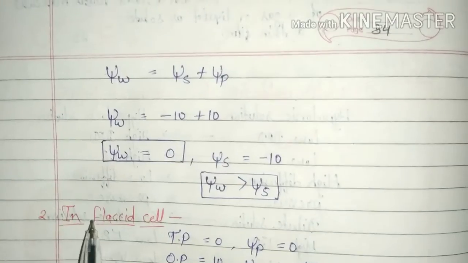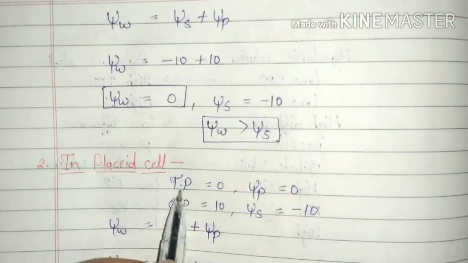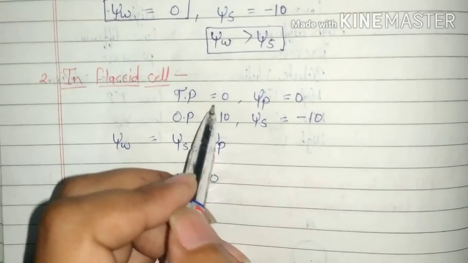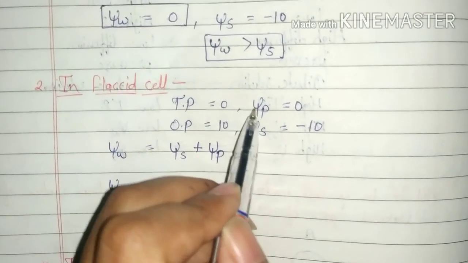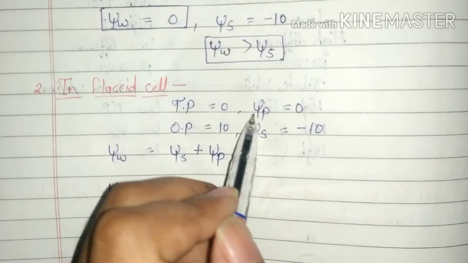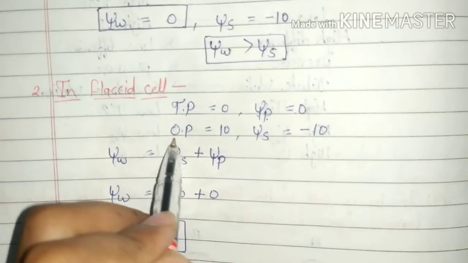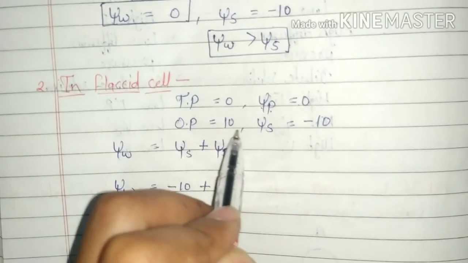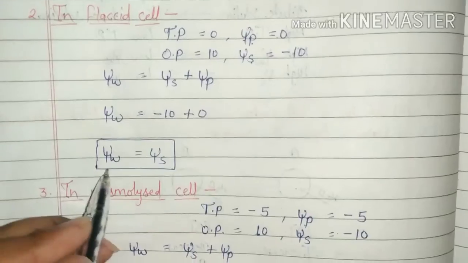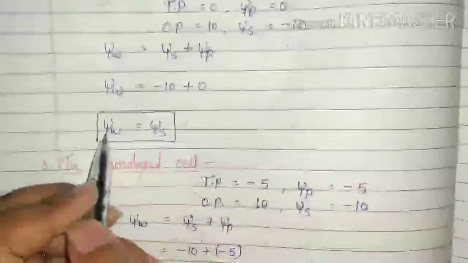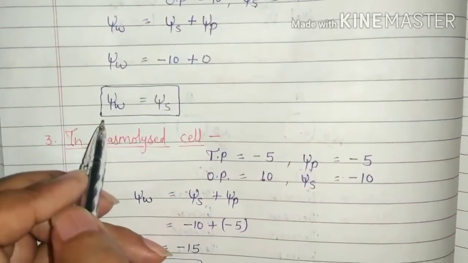Second case, in a flaccid cell, turgor pressure is 0. It means pressure potential is equal to 0 and osmotic pressure or solute potential is minus 10. Let's put the value in this formula. Psi w is equal to minus 10 plus 0. It means water potential is equal to solute potential in a flaccid cell.